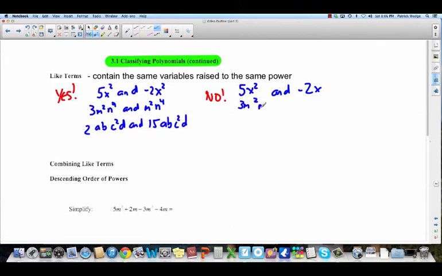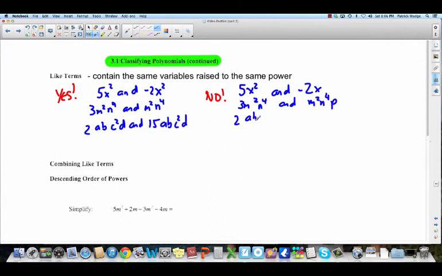3m squared n to the 4th power, just like over here, but this time let's make it m squared n to the 4th power p. Yes, they both have m squared and they both have n to the 4th power, but this one has a p to the 1st power and there's no p over here. Have to be exactly the same in every way.